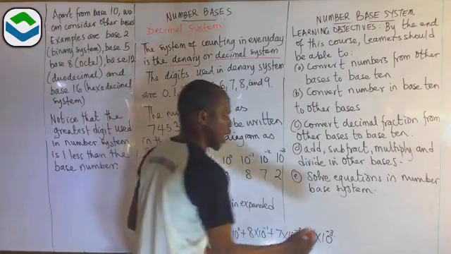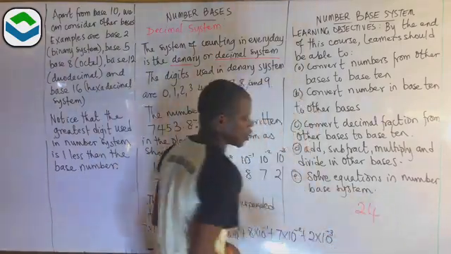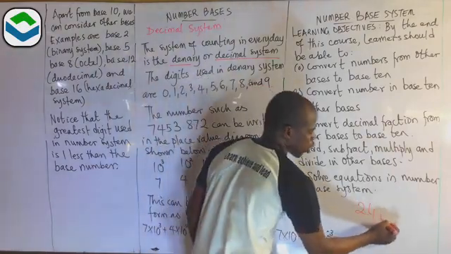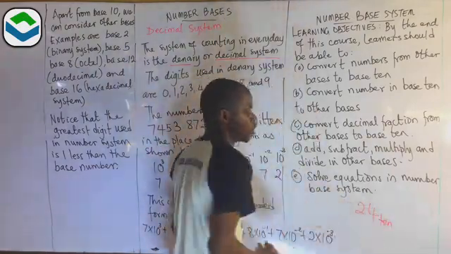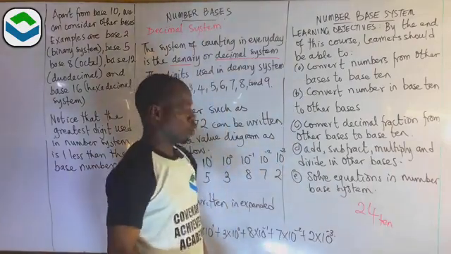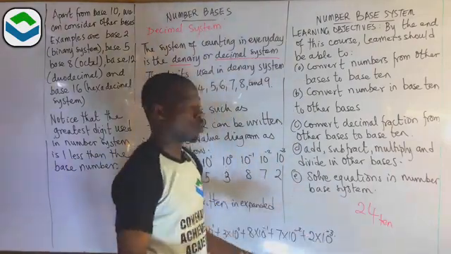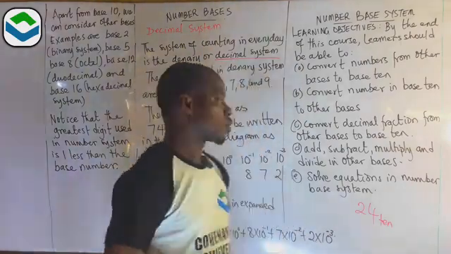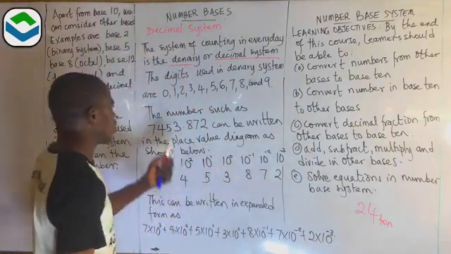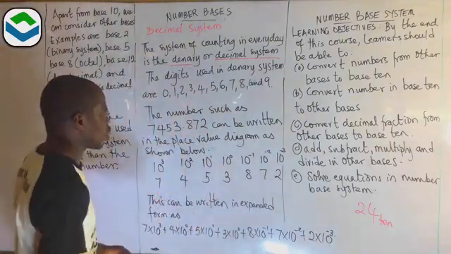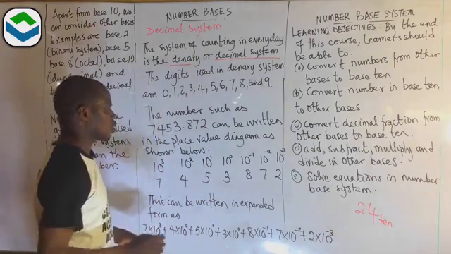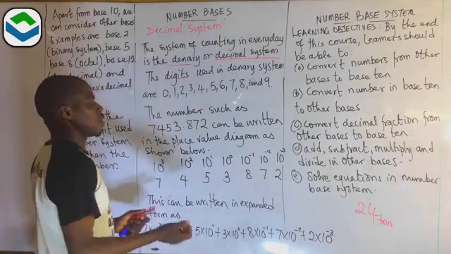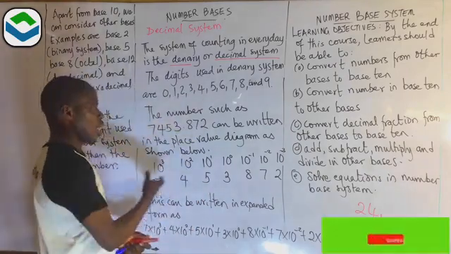For instance, I have 24. 24 is a combination of 2 and 4, and this is in base 10, although the 10 is not in all cases identified. But when you are dealing with other bases, we need to identify or show the base that we are working with. Look at this number as we have it here, 7,453.872, which can be written in a place value digits diagram as you can see here.